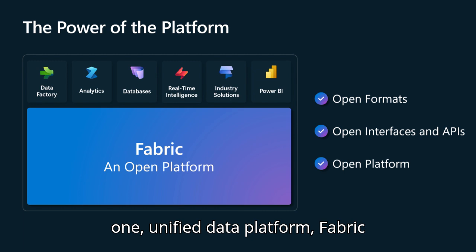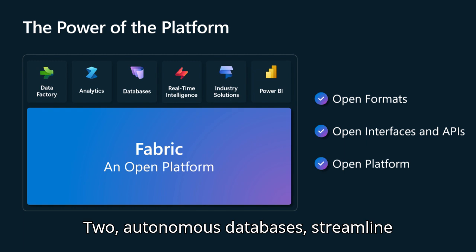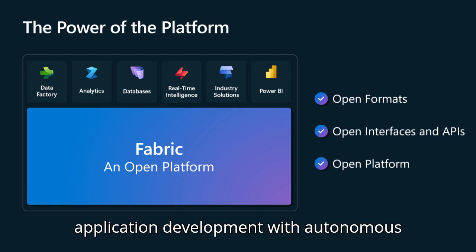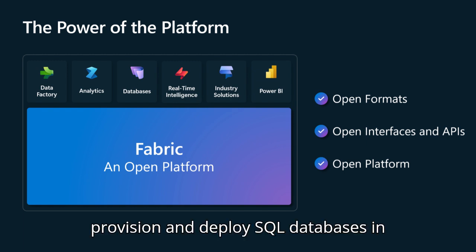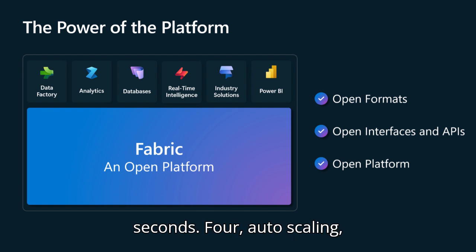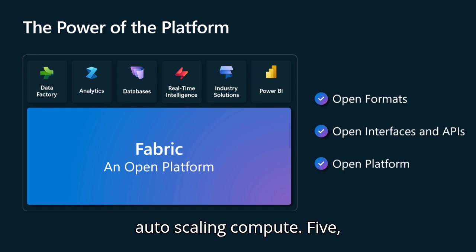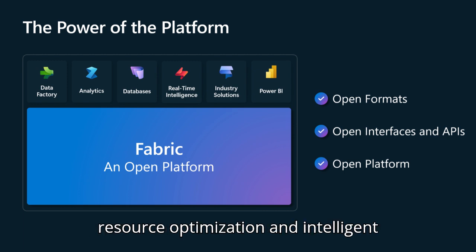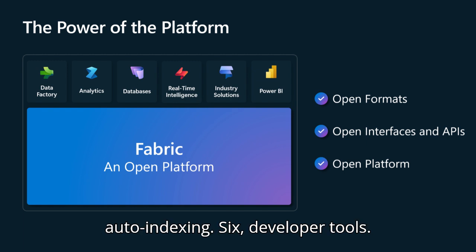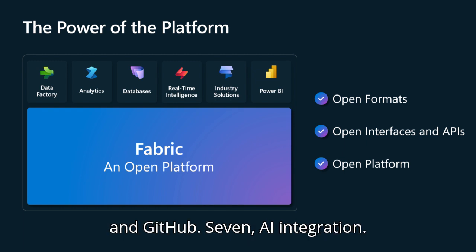1. Unified data platform. Fabric databases bring together all your data. 2. Autonomous databases. Streamline application development with autonomous databases. 3. Quick deployment. Provision and deploy SQL databases in seconds. 4. Autoscaling. Spend less time on resource planning with autoscaling compute. 5. Optimize performance. Enjoy fast, consistent app performance with automatic resource optimization and intelligent auto-indexing. 6. Developer tools. Work seamlessly with tools like VS Code and GitHub.